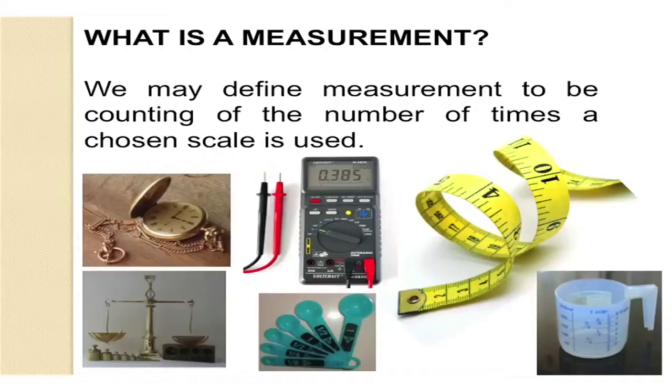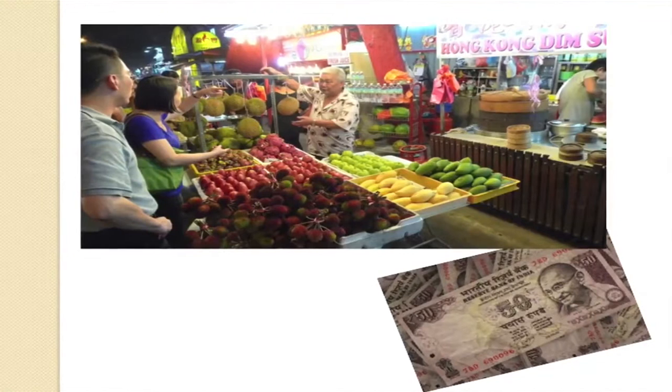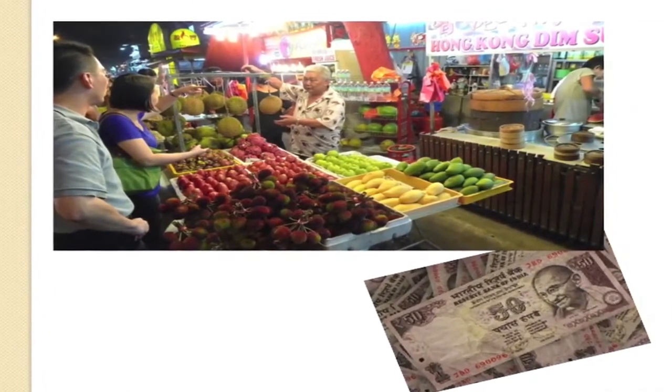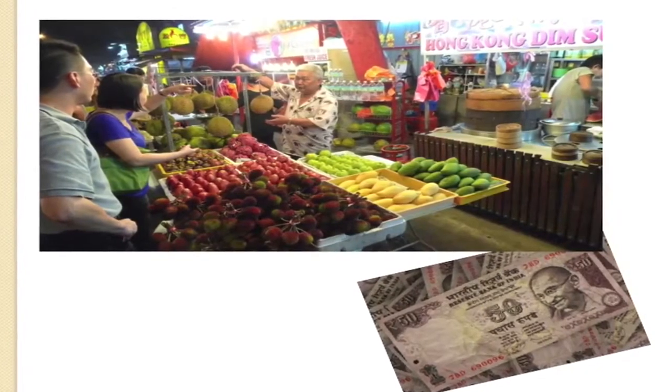We may define measurement to be counting of the number of times a chosen scale is used. Why do we need to make a measurement? Suppose you go to the market to buy apples and they are priced at say rupees 50 per kilogram. What would you expect the shopkeeper to do?